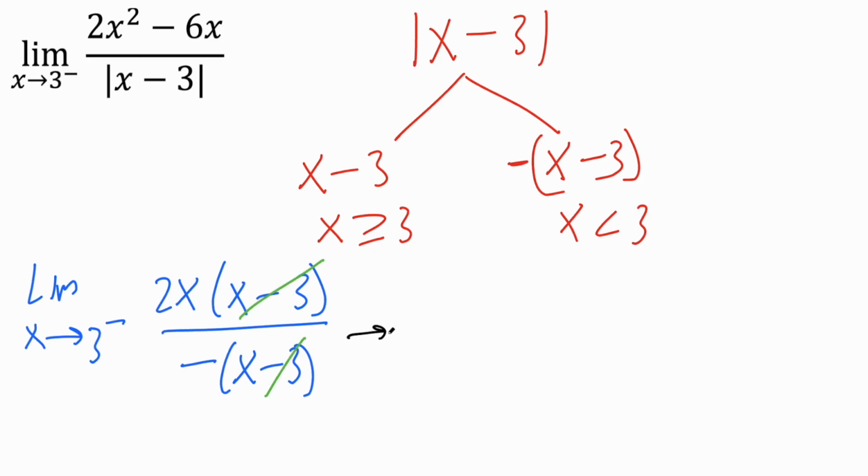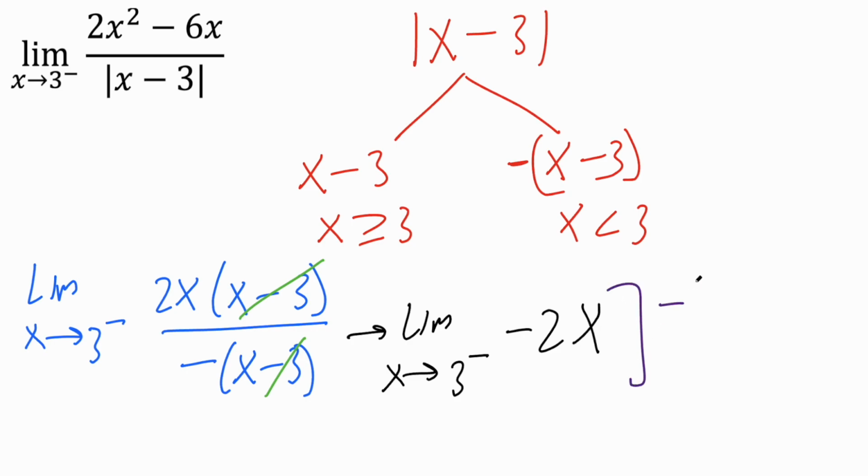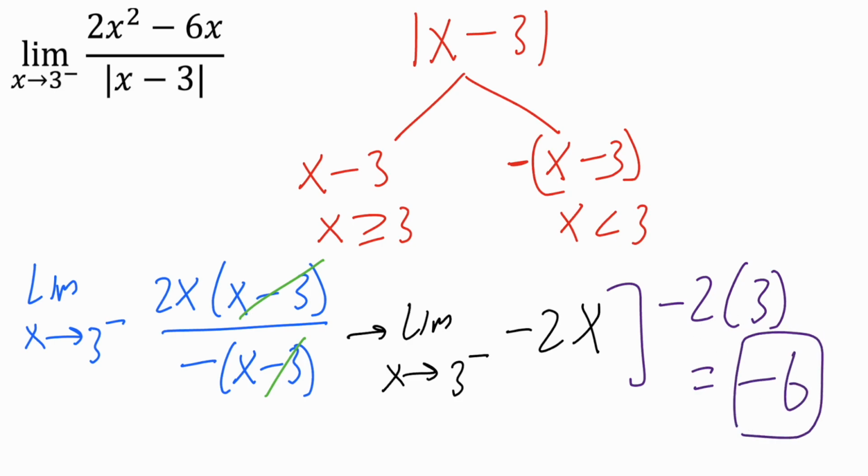So now let's rewrite this one more time. We have the limit as x approaches 3 from the left. Now we're dividing by a negative, so we can just say negative 2x. And finally, we can just substitute, so we have negative 2 times 3. Negative 2 times 3 is negative 6. And so negative 6 is our final answer. And that's all we need to do for this problem.